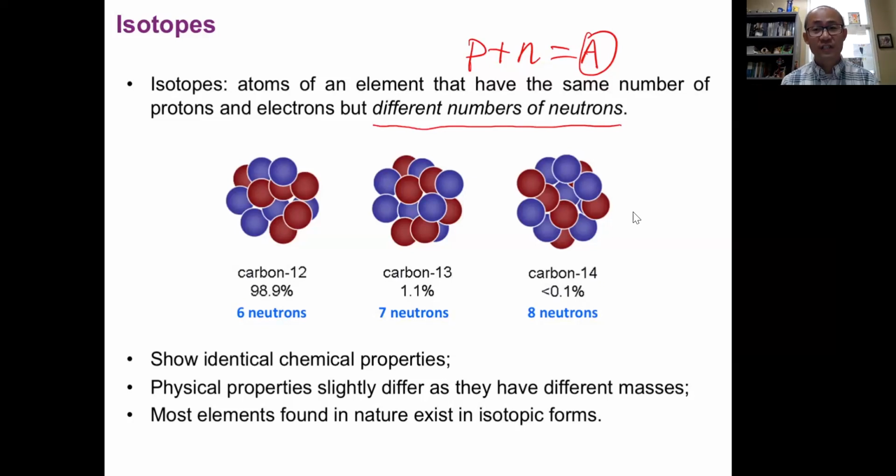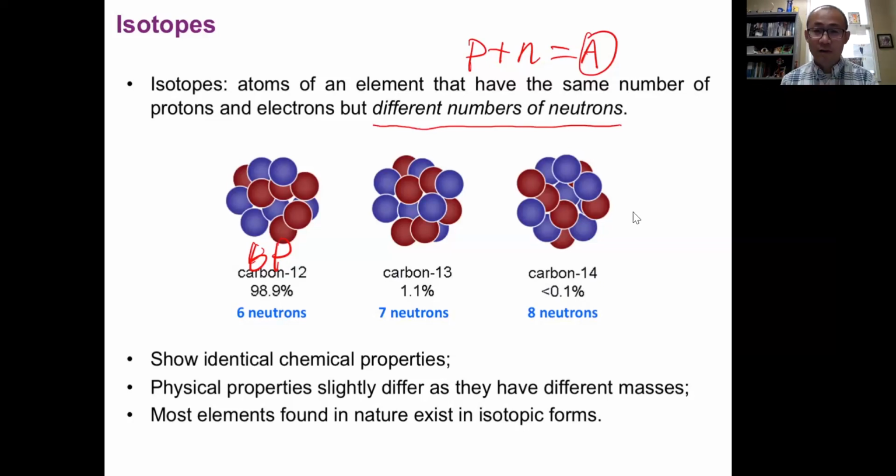Carbon-12, carbon-13, and carbon-14. Carbon-12 means the mass number is 12. We know carbon is element number 6. If you look at the periodic table, you can pause and see that carbon is number 6. The atomic number is 6, which means the proton number is 6. So with 6 protons, if the mass number is 12, the neutron number is also 6. So this carbon-12 has 6 protons and 6 neutrons.